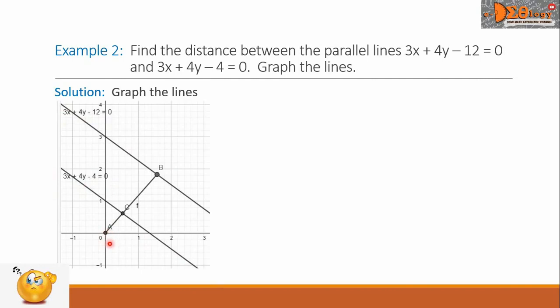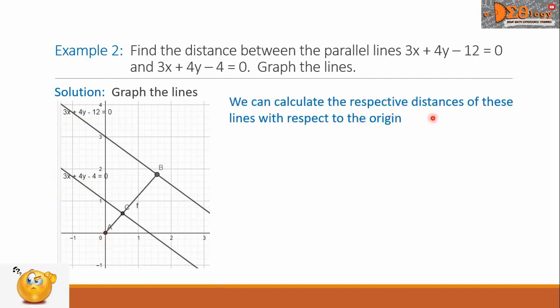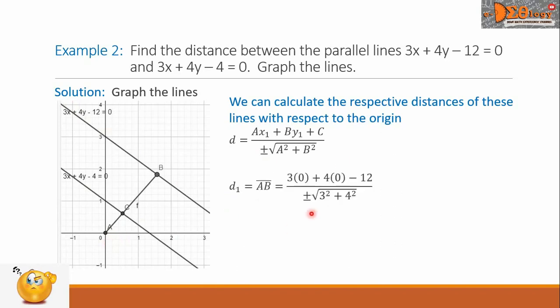The origin is here. We can calculate the respective distances of these lines with respect to the origin using our distance formula of a line to a point. Let us have the d sub 1, and that is the distance from this line here and the origin. Let us do the substitution. So we have ax sub 1 will be 3 times 0 plus by sub 1 is 4 times 0 minus the constant is negative 12 all over plus or minus the square root of a square is now 3 square plus b square is now 4 square.